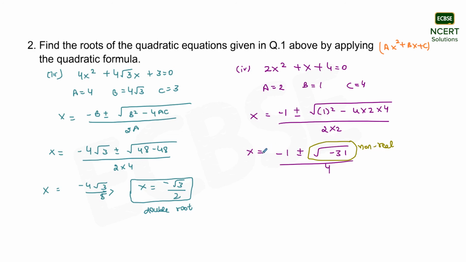But we can conclude here that the number being formed will definitely be a non-real one, leading to no real solution of x, right? Meaning there will be no real solution for x, for which we can obtain the roots of this very quadratic equation. So this was about question second of exercise 4.3. I hope this question is clear to all of you.